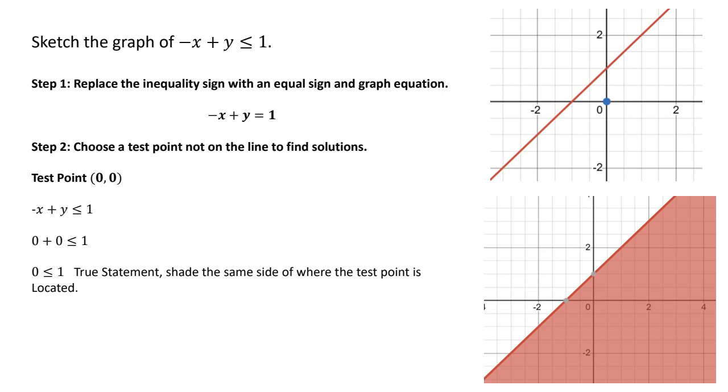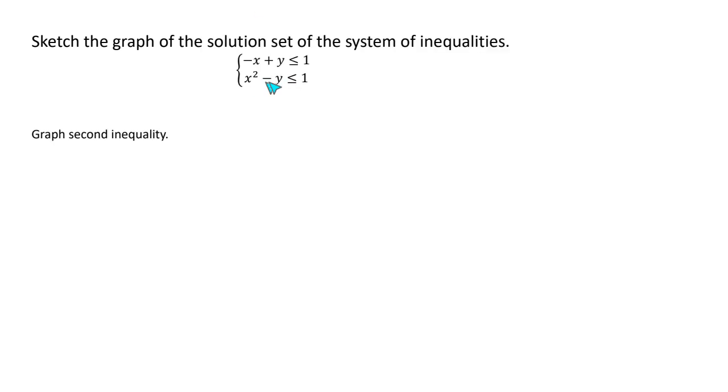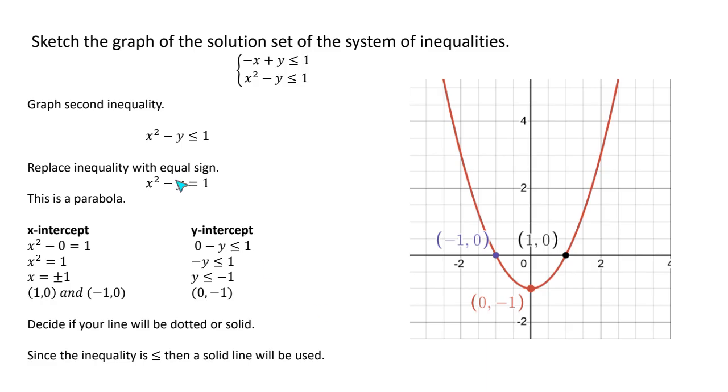Okay, so that was the first equation. Now we're going to do the same for the second equation. So for the second equation, we're going to replace our sign. I'm going to go ahead and use the x-intercept and y-intercept. And notice that it's also a parabola since the x is squared. So if y is 0 here, then we get x is equal to plus or minus 1. So my x-intercepts are 1, 0, and -1, 0.